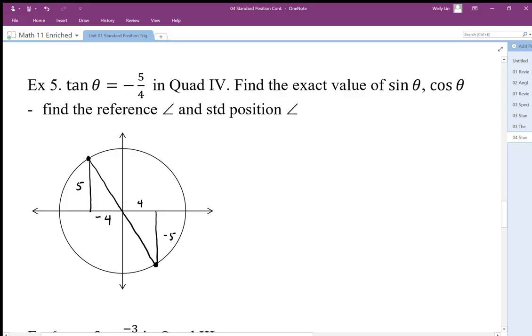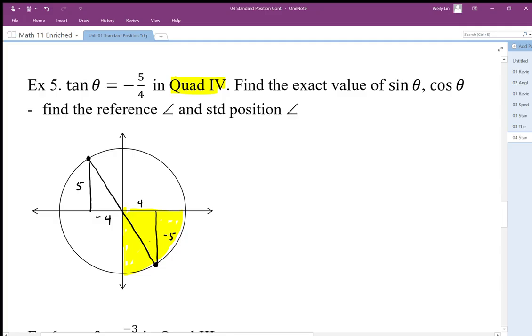Now it says it's in quadrant 4, so I only need to worry about this one position. So I'm just going to highlight that it's only this position that we're really concerned with. Okay, so that's quadrant 4. So when I solve for this, actually first of all it says find the exact values of sine, cos, and tan. Okay, I know that it's in quadrant 4, so I don't need to worry about the quadrant 2 angle.